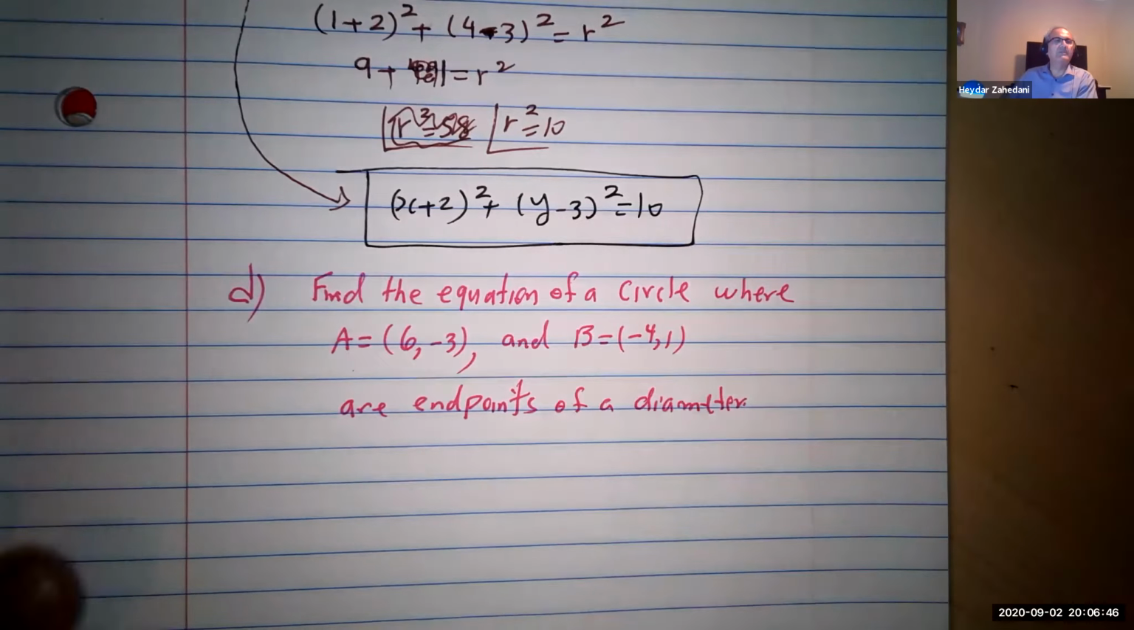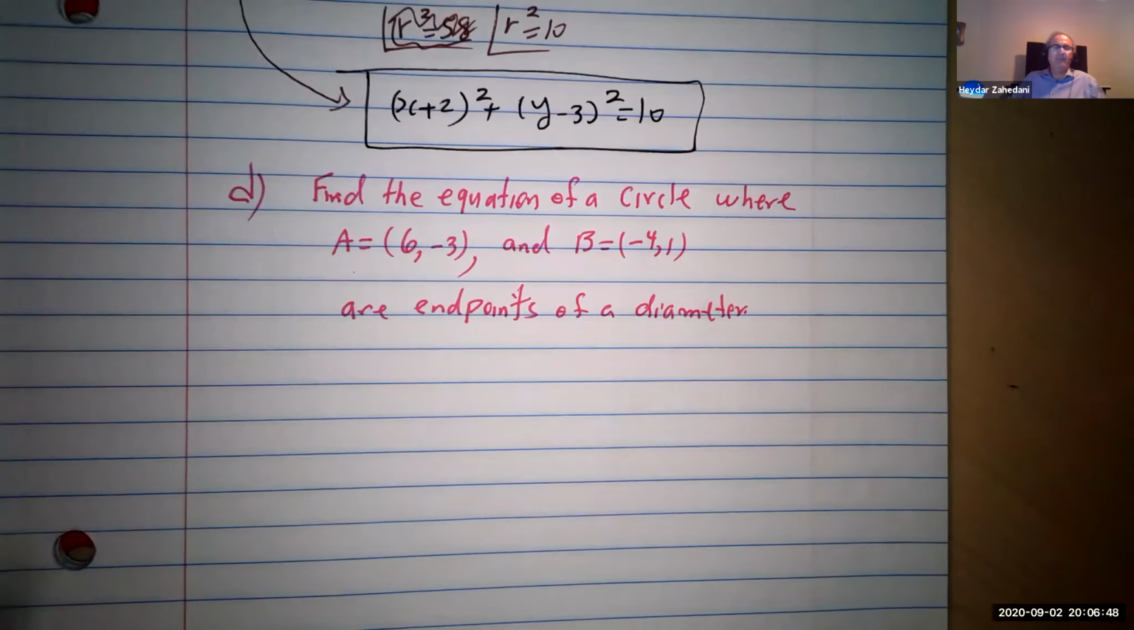This is the only other possibility that we have. Okay, remember the way we do it? It's 2 points. Center is in the middle of a diameter. So you have to use the midpoint formula to get the center. Then for the radius, you have 2 choices.